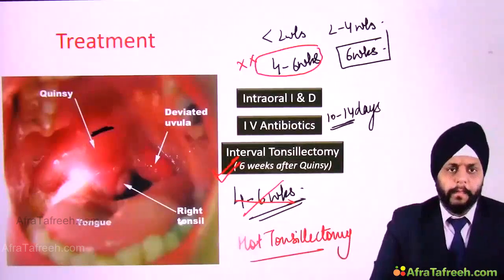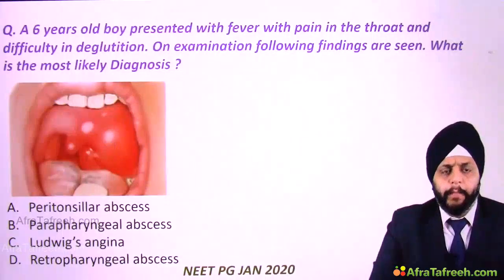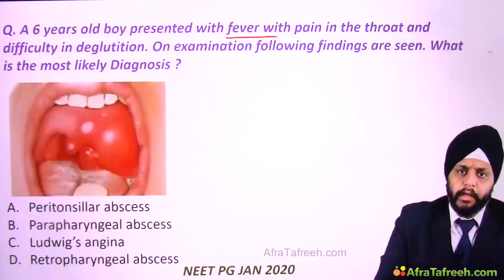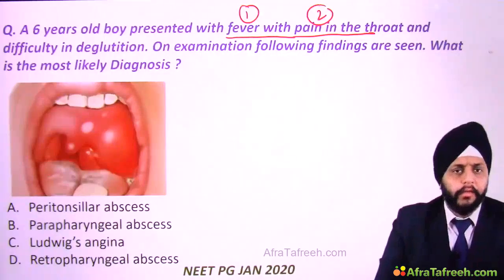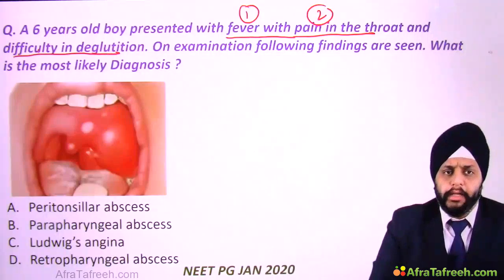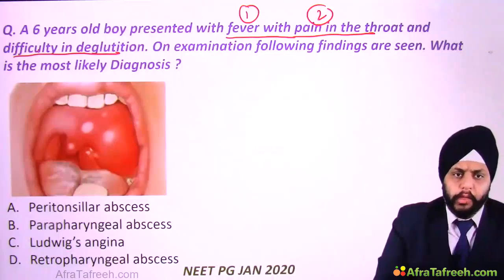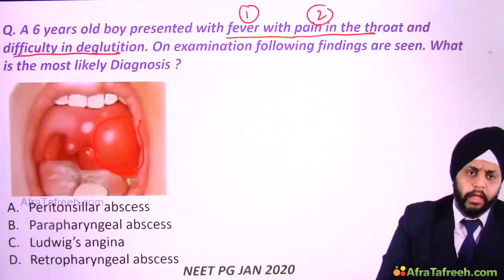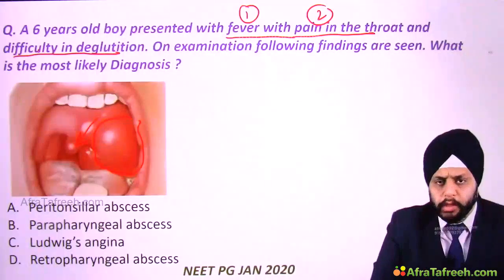Right. Let's come back over here to this question. A 6-year-old boy presented with fever with pain. So there is fever and there is pain in the throat, all right? And difficulty in deglutition, dysphagia. On examination, the following findings are seen. So 3 main presenting symptoms of quinsy have been mentioned to you. And what do you see? You see one side tonsil is enlarged. It is red, it is congested. What else do you see? You see that the uvula is pointing towards the opposite side, towards the normal side.